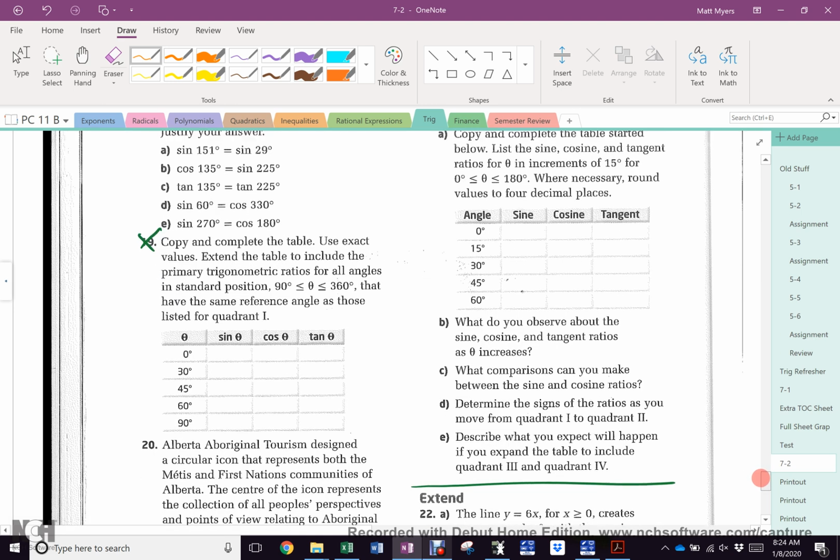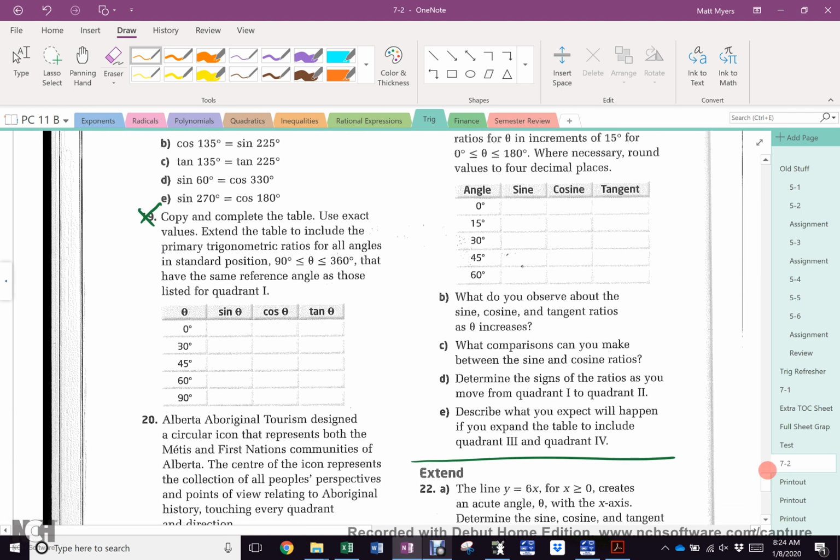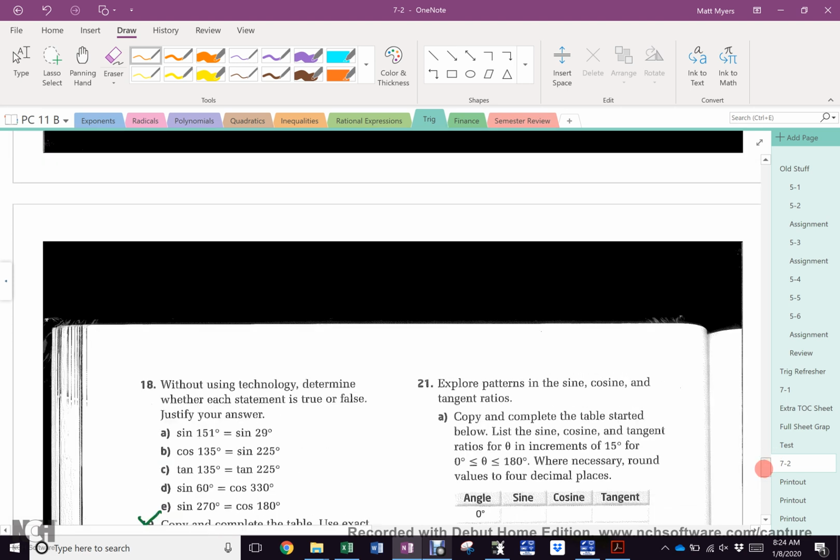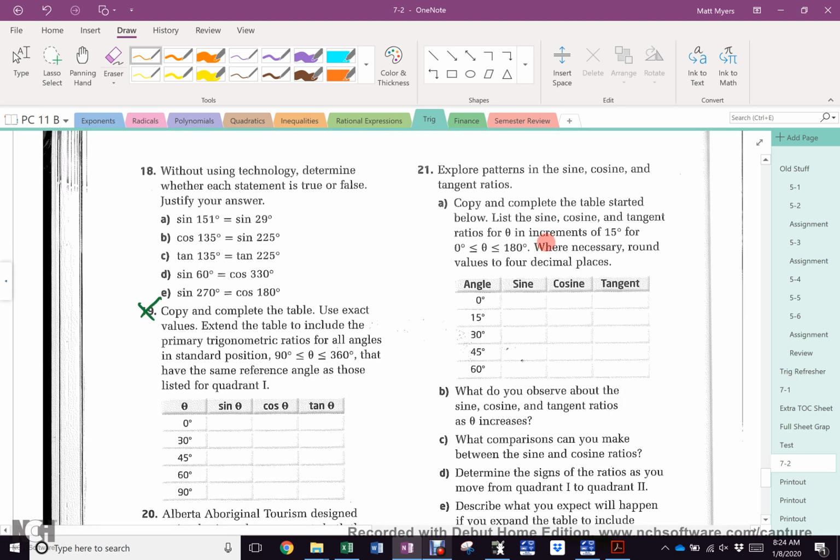Explore the patterns. I think you're okay with the patterns. I only understand like 21. Okay. Well, what's the sine of 0? 0. What's the cosine of 0? 1. What's the tangent of 0? Undefined. How do you find those values? Just use your calculator. You would just fill it in.